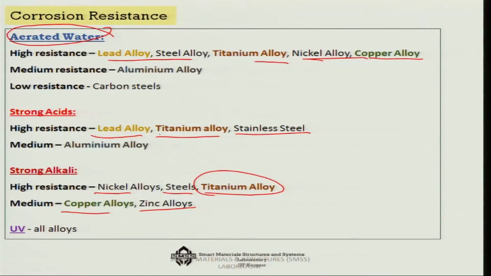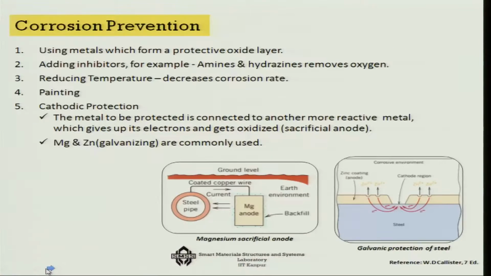One common thing we can see is that no matter what the medium is, titanium alloy is good in most corrosive environments. That is why it is heavily used for corrosive environments. There are certain strategies for corrosion prevention. One is to use a material which, based on the PB ratio I mentioned, can form a good protective oxide layer. Another is to add inhibitors, for example amines and hydrazines, which can remove oxygen, because oxygen creates most of the corrosion.